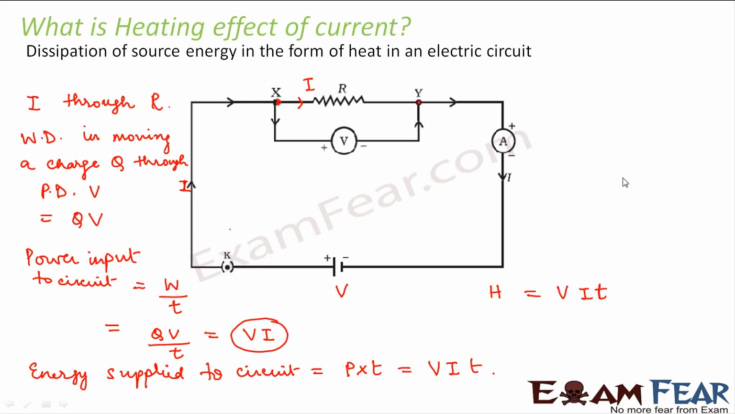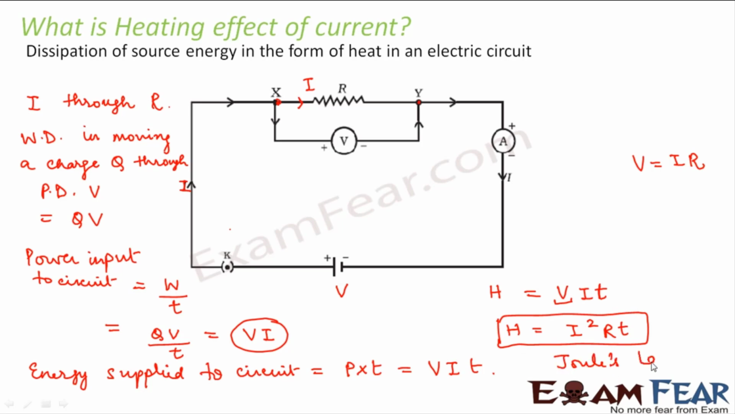Now from Ohm's law we know that V is equal to IR. So we can put V equal to IR, and we get H is equal to I squared RT. This is known as Joule's law of heating. This is called Joule's law of heating.